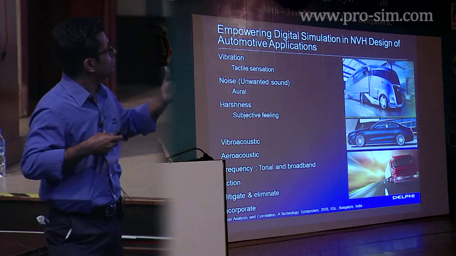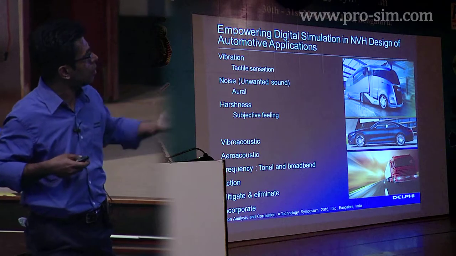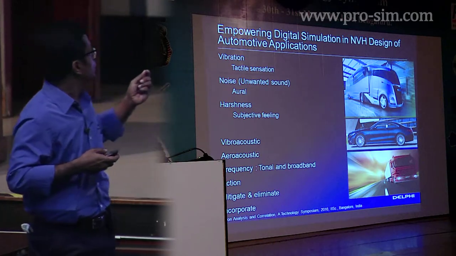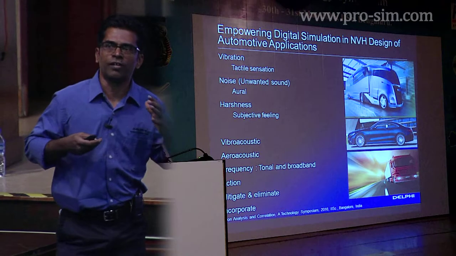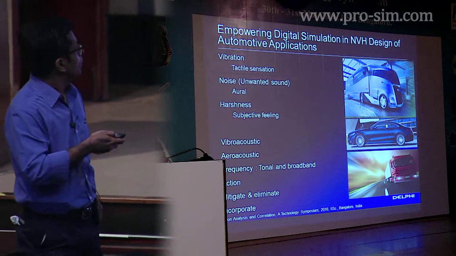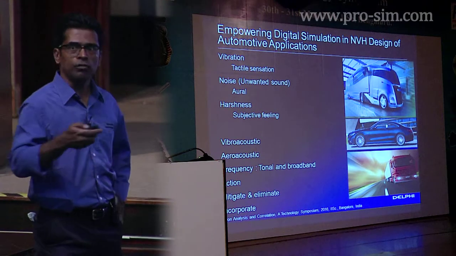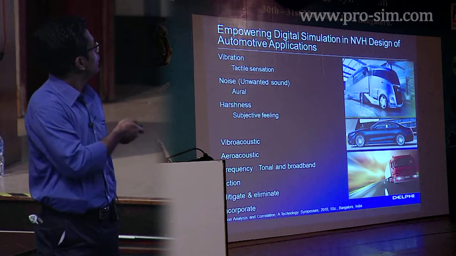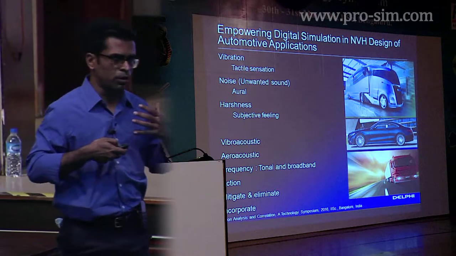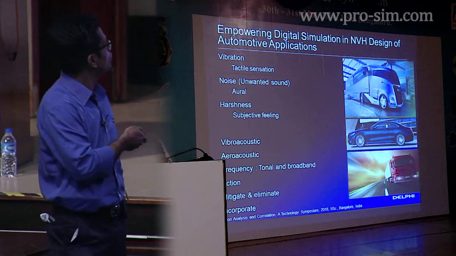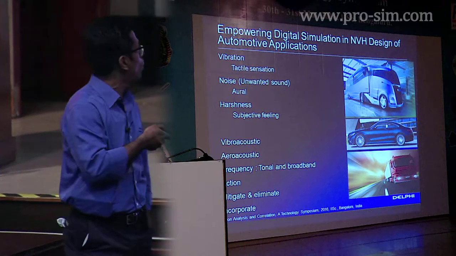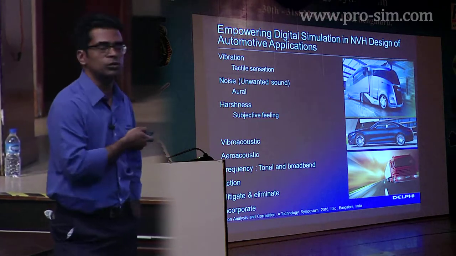Now, in any vehicle, be it a truck, a car, or a motorcycle, I'm just taking examples of automotive systems, we have what is called the source, the transmission path, and the receiver. Depending on the interaction between various components and the medium that permits the flow of energy, the noise could be vibroacoustic in nature or even aeroacoustic. I'll explain in detail in the following slides how the mechanisms of vibroacoustics and aeroacoustics happen.